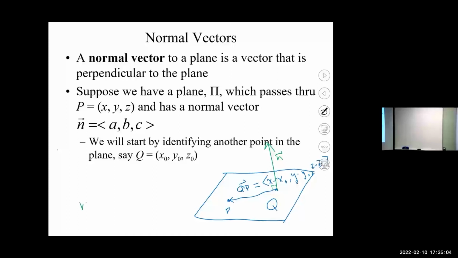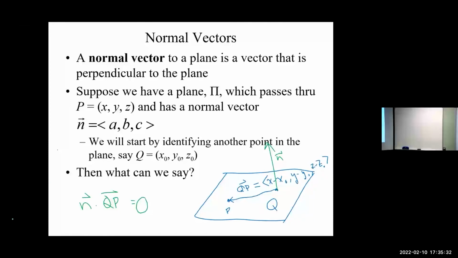Here's another thing that we know. What do we know about the dot product between N and QP? Based on what you just told me. Louder. It's zero. It's zero, right? Because the dot product of two perpendicular vectors must be zero. You guys just uncovered what's called the point normal form of a plane.